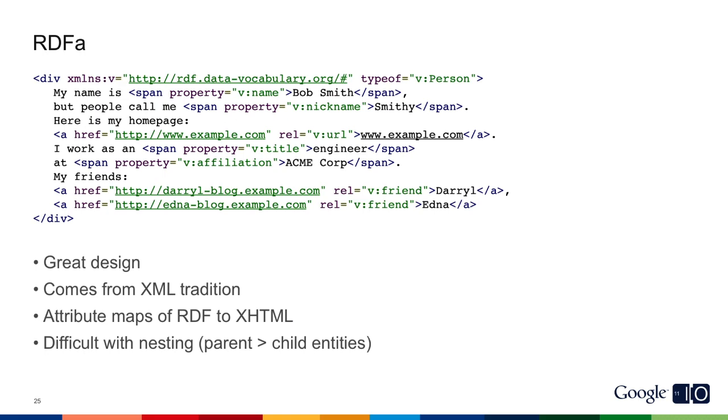The problem, though, is that sometimes this can be a little confusing to write. And in fact, in user studies with webmasters, they found the nesting structure of RDFa to be particularly confusing. That's when, say, you have an entity such as an event, which includes an entity such as a location. That's nested inside the event. That particular markup can be a little confusing.